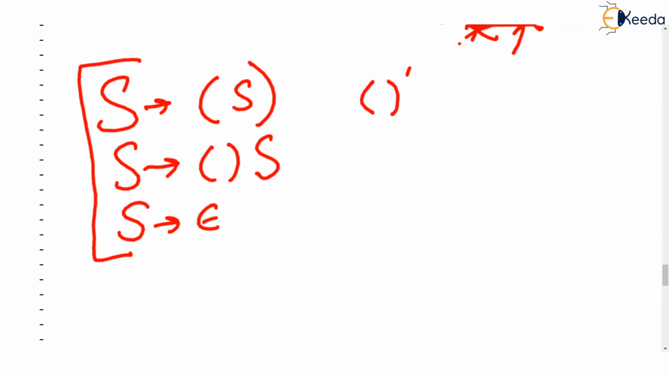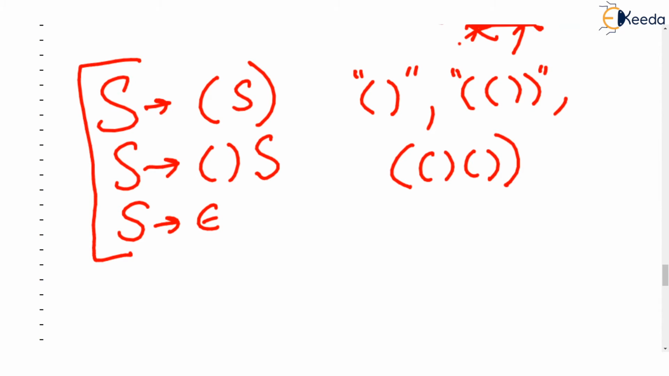This string will be derived. You see, this string which has balanced parentheses will be derived. Interesting string is this one. Watch this. This string can be derived from this particular grammar. All these strings which have balanced parentheses can be derived from the grammar, because that's what the grammar is about.